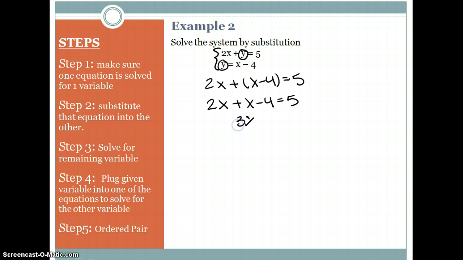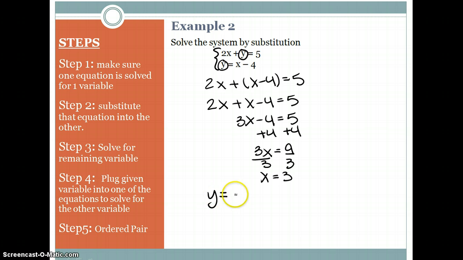Combine like terms, 3x minus 4 is equal to 5, and then proceed to solve for x. Once you have x, you can bring it back up and plug it into one of the 2 equations. It doesn't matter which one. So I'm going to plug it into the second one because it's pre-set up nicely. So y is equal to 3 minus 4, so y is equal to negative 1. And then the final step, as always, will be to write your answer as an ordered pair, x comma y, so 3 comma negative 1.